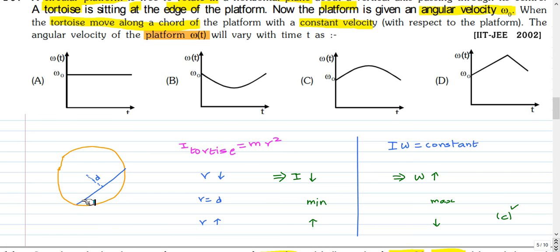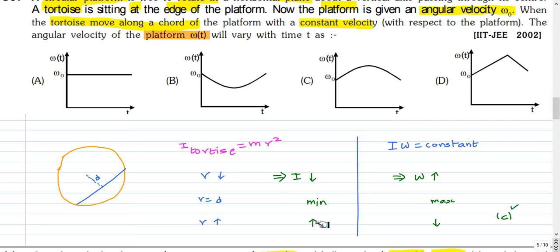So the tortoise is moving along this chord starting from this point say, and it moves in a chord with a velocity v with respect to the disk. So as the tortoise moves along this chord, the distance of this tortoise from this center point will keep on decreasing. It will reach the minimum distance here, and after the distance will keep on increasing. The moment of inertia of the tortoise about the center is mr square, where r is changing. So r initially decreases until it reaches the distance r equal to d. After that r increases. So the moment of inertia, which is mr square, will decrease as r decreases, reach the minimum at r equal to d, and after that moment of inertia will increase.